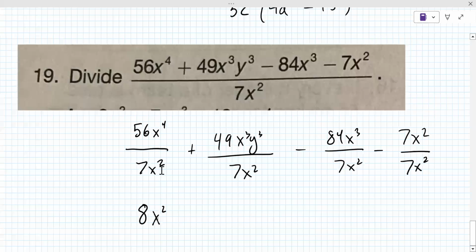You take the 49, the next one. 7. Yes, 7. What would I do about the exponent? With the one with x, the 3, you subtract the 2. So it's 7x to the power of 1.